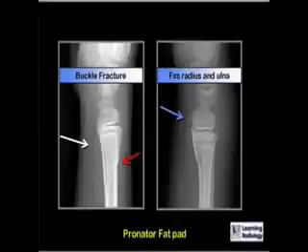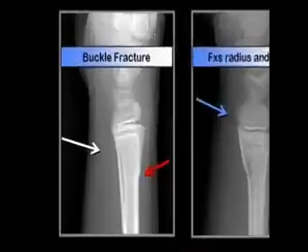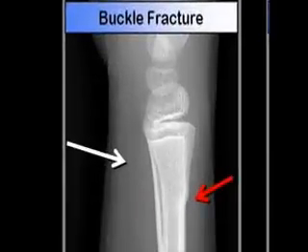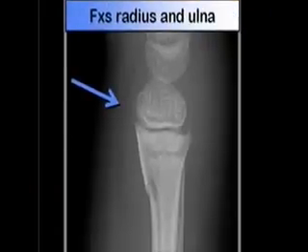These are two kiddies with fractures. On the left, there is a buckle fracture of the distal radius shown by the red arrow, and there is obliteration of the Pronator Quadratus fat plane. On the right, we see fractures of both the distal radius and ulna, and there is anterior bulging of the Pronator Quadratus fat plane, the blue arrow.